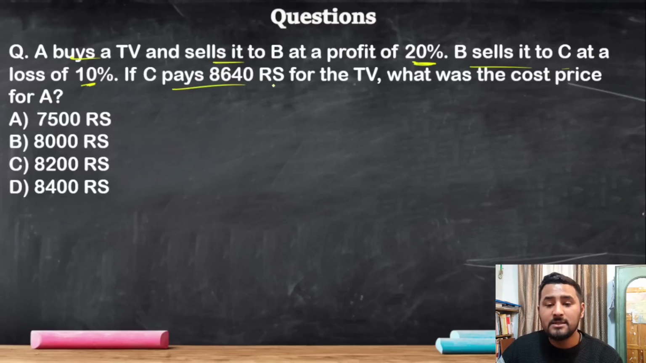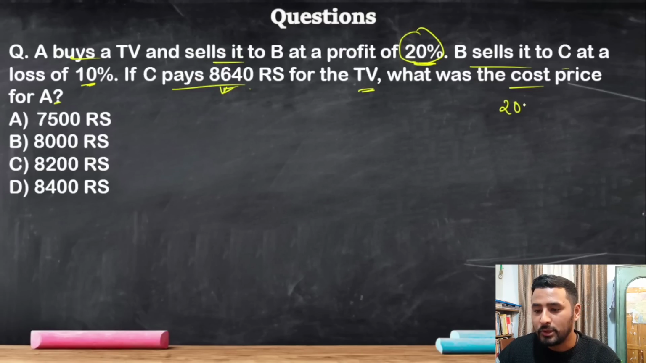Now, if C pays 8640 rupees for a TV, C had already paid, not in percentage but in total amount, it is 8640. What was the cost price of A? We need to find the cost price again. First thing you should do is convert this percentage, 20%, into a fractional value.